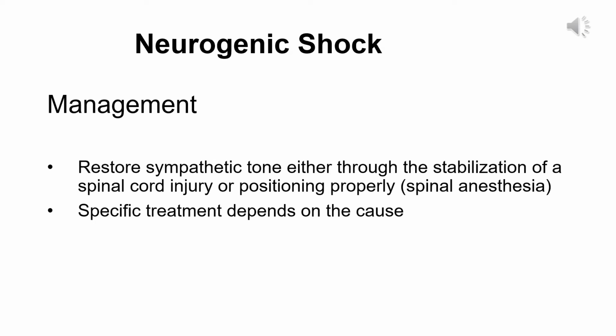The treatment, or management, of neurogenic shock is to restore that sympathetic tone. And to restore that sympathetic tone, we do have to stabilize the spinal cord injury. Sometimes this requires just positioning properly, but lots of times it requires surgical intervention to stabilize. We can let the spinal anesthesia wear off, but during that time we need to support the patient with fluid administration so that we can maintain the proper blood pressure, improve perfusion, and keep the patient in proper alignment. The specific treatment depends on the specific cause of the neurogenic shock.